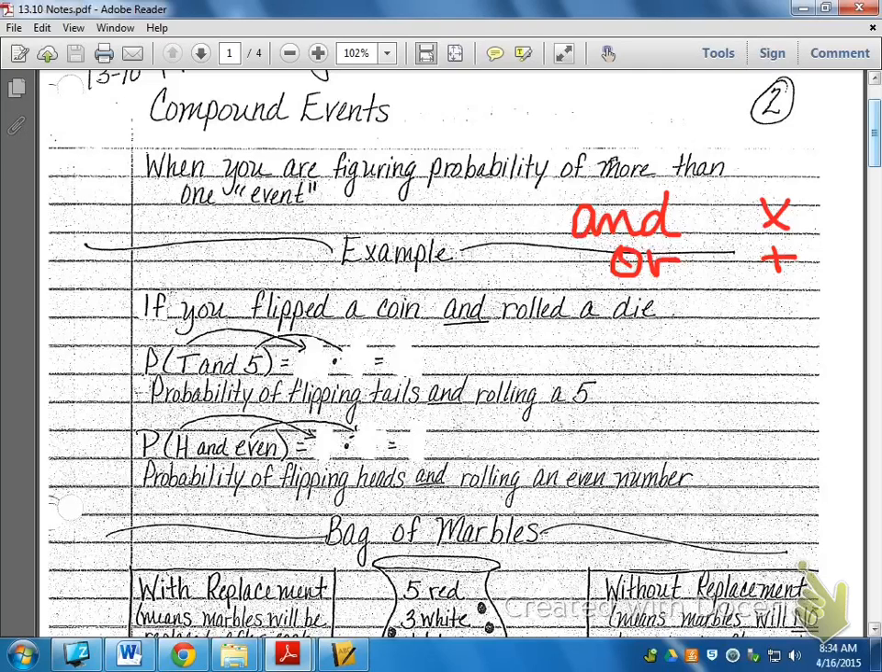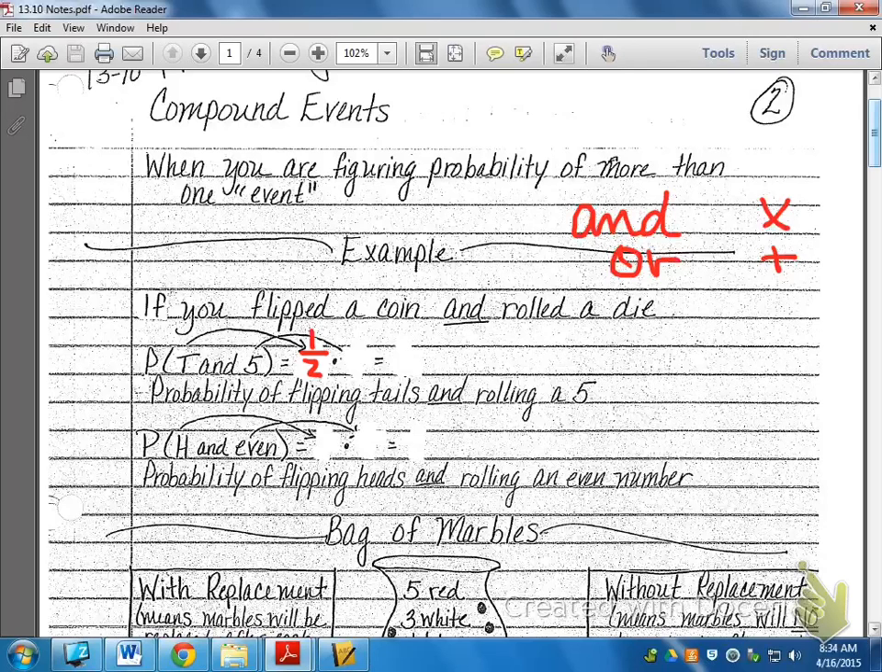So let's look at the first example. If you flipped a coin and rolled a die, okay, so on one side you're flipping a coin, on another side you're rolling a die. So they're two independent things. They want to know the probability of flipping tails and rolling a 5. So think about that coin. How many sides of the coin have tails on it? One. How many sides on the coin? Two. So the probability of flipping tails is 1/2 by itself.